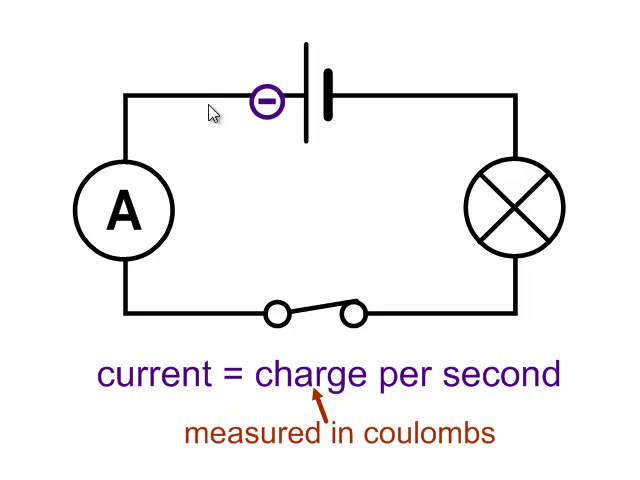So if we add another cell into this circuit, the electrons are going to start flowing a bit faster, and the ammeter is going to measure more charge passing through it per second, and therefore it's going to read a higher current. So current is the amount of charge flowing through the ammeter per second, where charge is measured in coulombs.